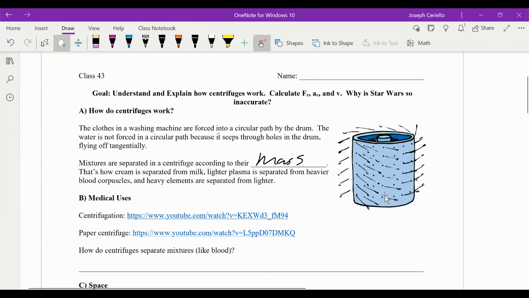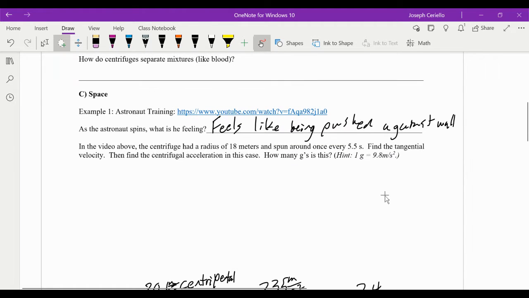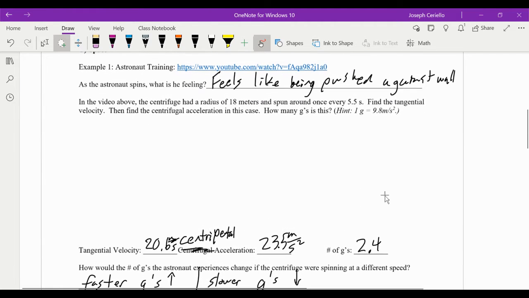So class 43 is an application of centrifuges. So let's get going. There's a couple of videos here for you to watch, but I'm going to go all the way down here. I'm really going to start going towards the math stuff because that's where some people are struggling.